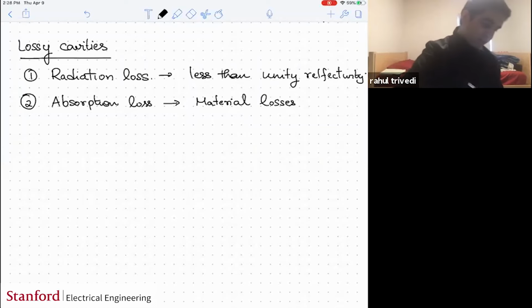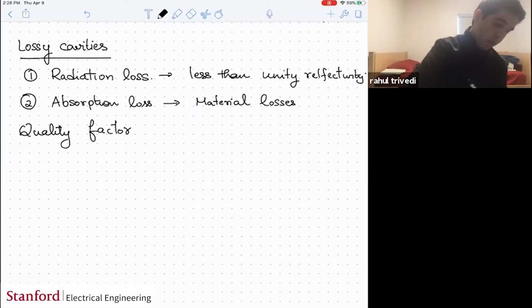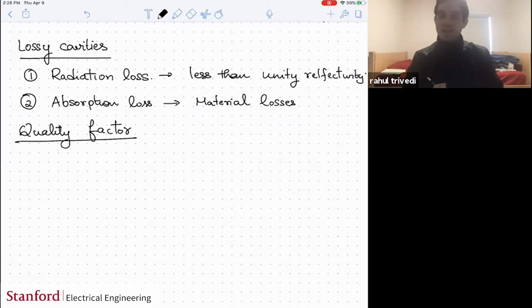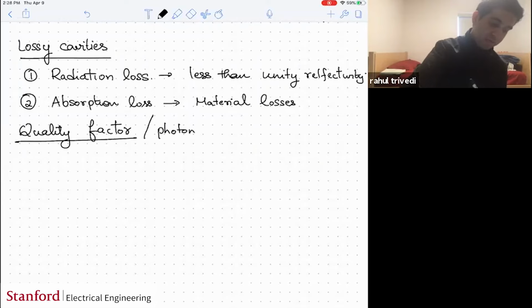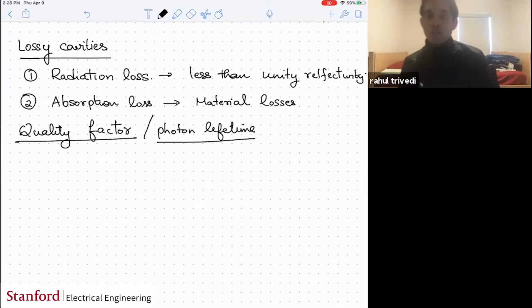The first set of terms we describe, and one of the most important with respect to lossy cavities, is the quality factor. Associated with the quality factor is the notion of a photon lifetime. To start thinking about what happens when you have losses, as I alluded to, in the frequency domain the narrow delta functions broaden into Lorentzians. It is maybe easier to think about that in the time domain.